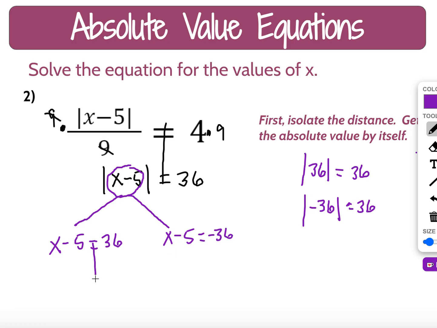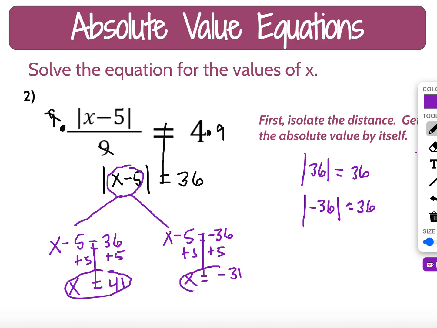So now what I've done is created two equations that I can actually solve for the two solutions for x, because that's the goal, to figure out what the solutions for x are. If I add 5 to both sides here, we would have x is equal to 41 as one of our solutions. And then if I add 5 to both sides here, I would have x is equal to negative 31 as the other solution.